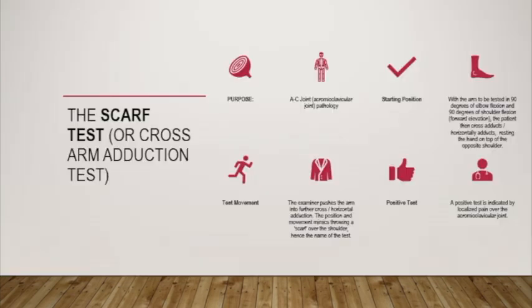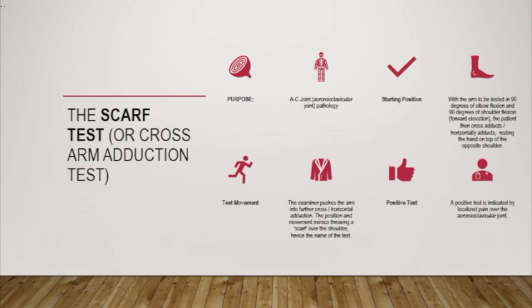Next, let's discuss the scarf test, also known as the cross arm adduction test. The purpose of this test is to find out AC joint pathology. This test is not indicative of only AC joint injury. Any type of AC joint pathology we can determine with the help of the scarf test. In other words, it's not a definitive indication for AC joint injury.